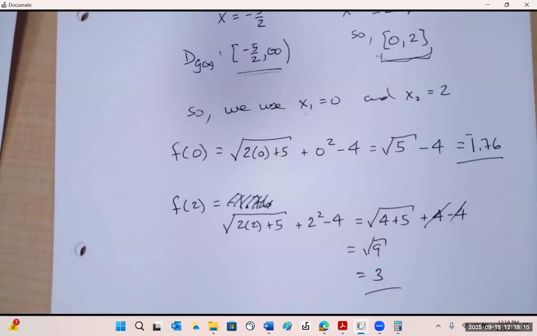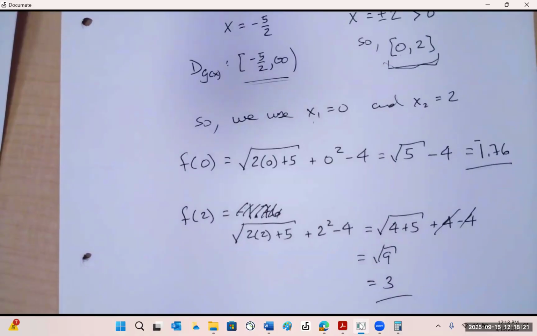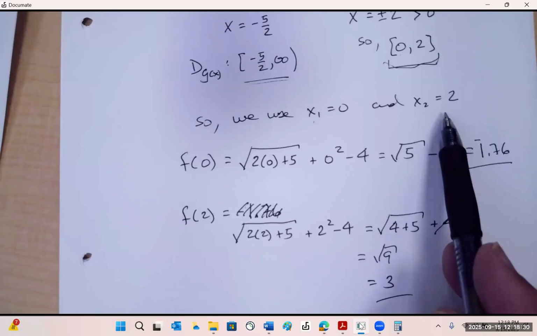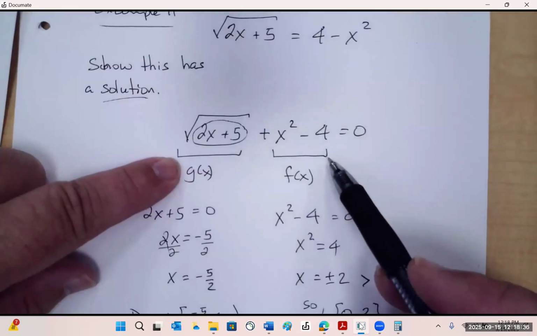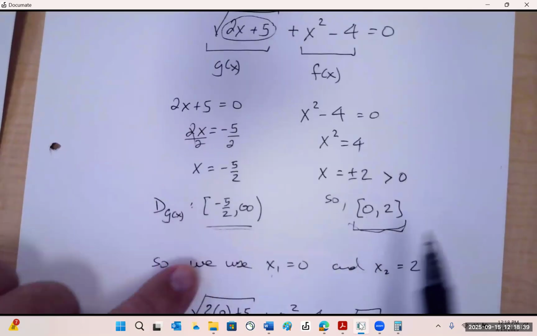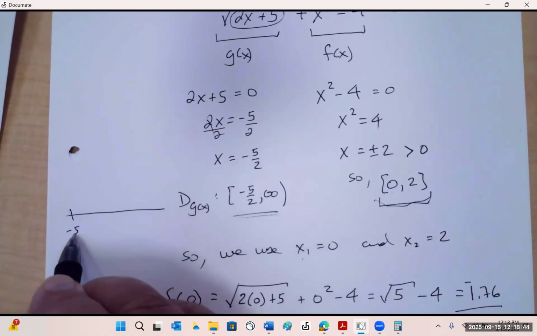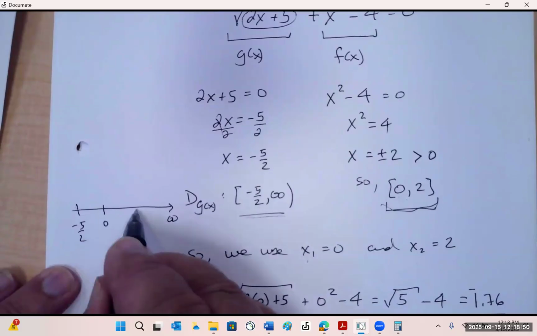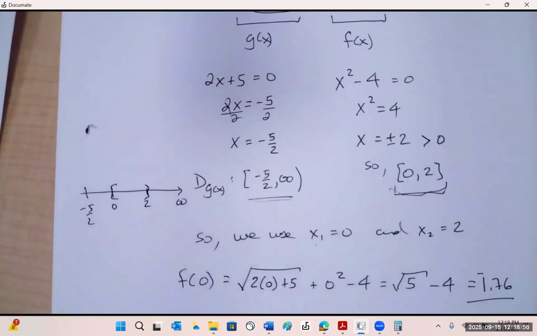Any questions so far? Yes. I took both of these, f of x and g of x, set them equal to 0, and found the domains. This one's from negative 5 over 2 all the way to infinity. This one is from 0 to 2. So the inner one, that's what I'm using.